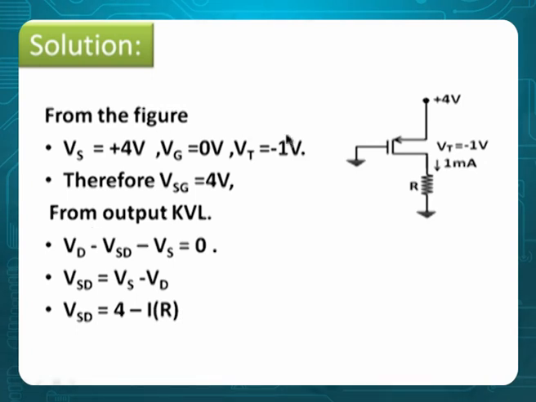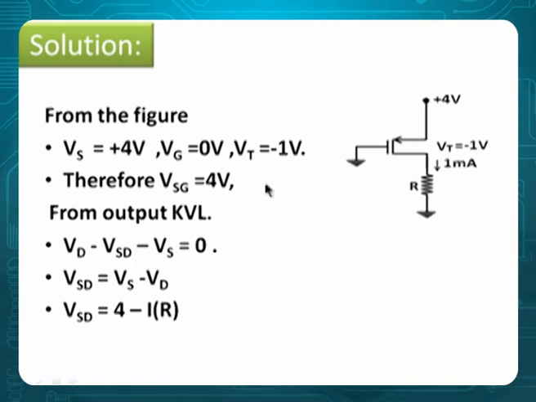From the figure, what you can say is VS is 4, VG is 0, VT is minus 1. Therefore, VSG is equal to 4 directly, because you are coming here and jumping here, and that's nothing but the gate.